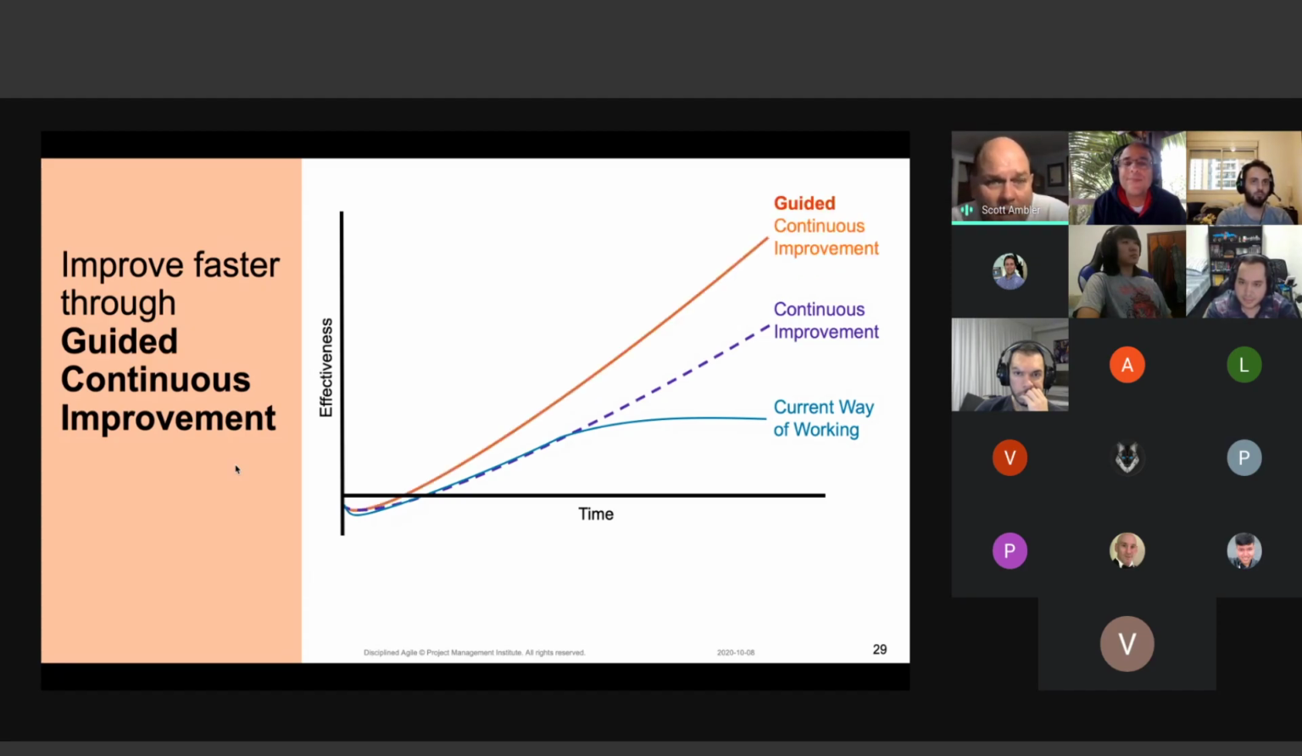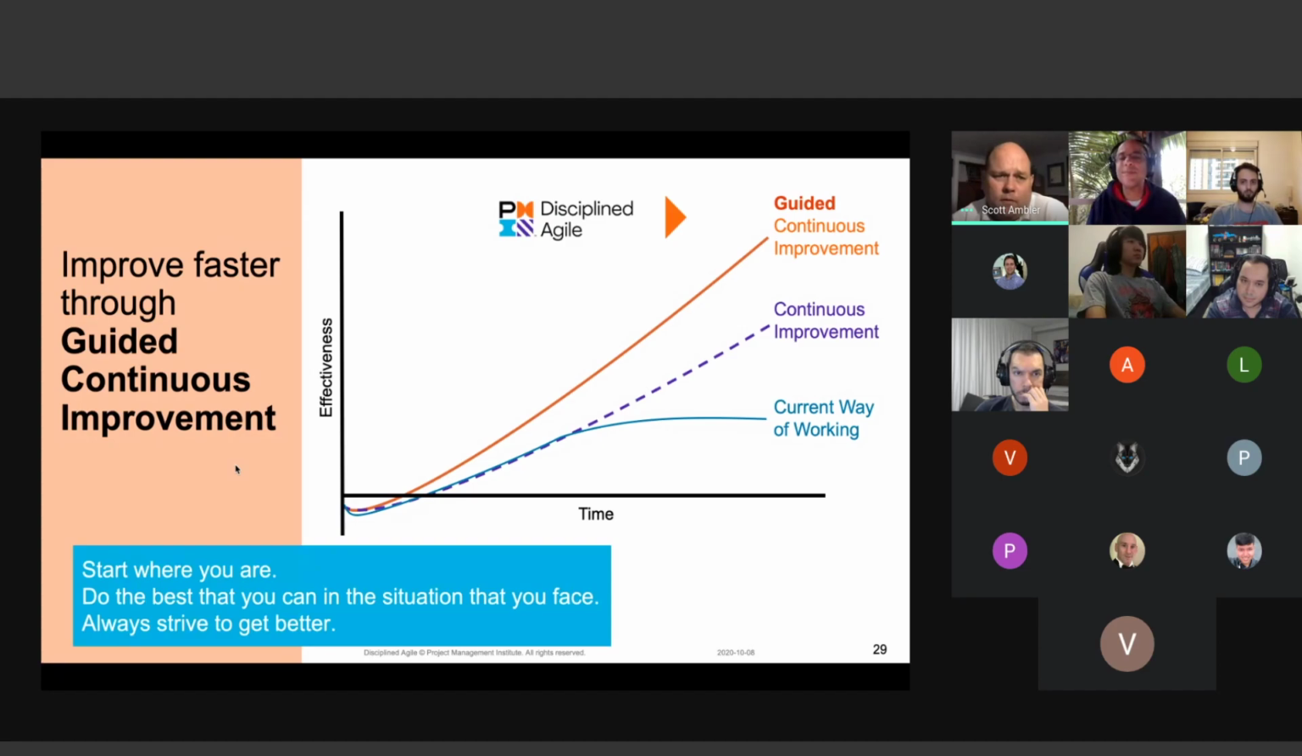And then finally, with guided continuous improvement, you get a steeper improvement curve. And this is basic math. If you fail less often, you succeed more often, and you improve faster. It's really that basic. So being a little bit smarter about the way you run your experiments can lead to a better improvement path. And this is exactly what I hope you want. And that's what Disciplined Agile is all about.